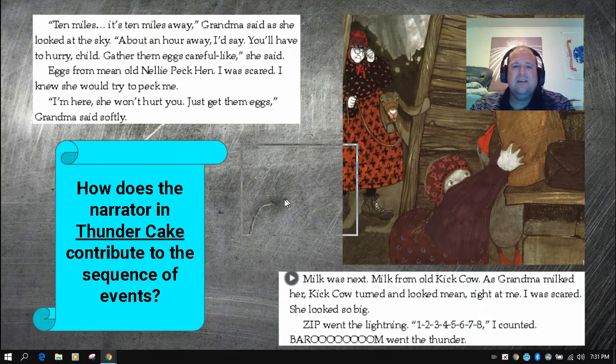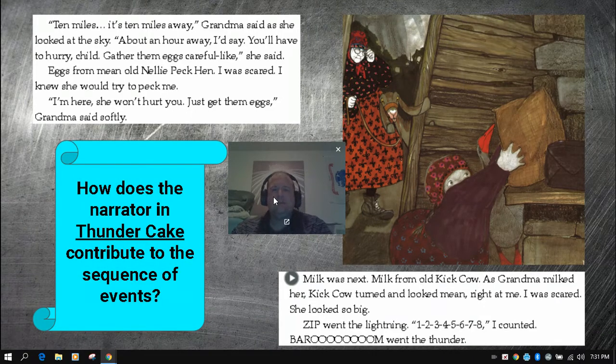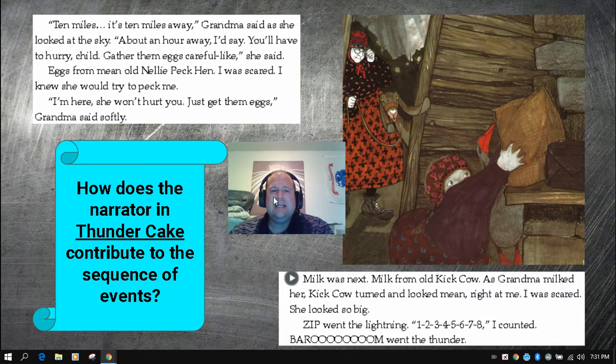Let's look at Thunder Cake. And I want you to think about the narrator. Now, when we say narrator, remember it can be a character, so you've got to think, who was the narrator in Thunder Cake? That's right, it was the girl. So think about the girl, and how did she contribute to the sequence of events?